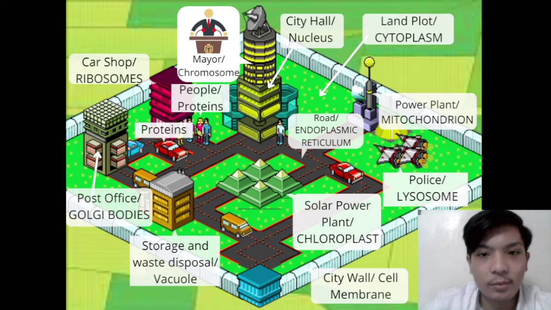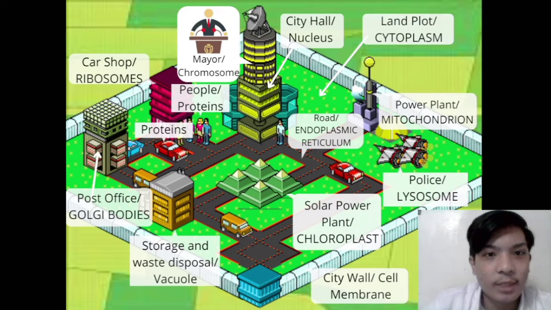Next is the city wall. It is a wall that encloses the city and protects and screens those who come in and out of the city, just like the cell membrane that surrounds the cell to selectively screen the kind of substances that go in and out of the cell.